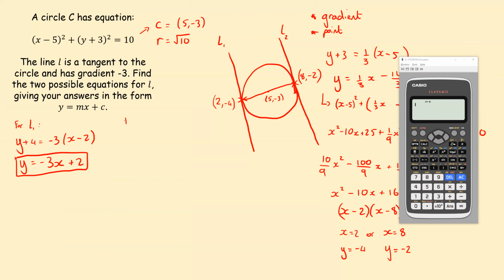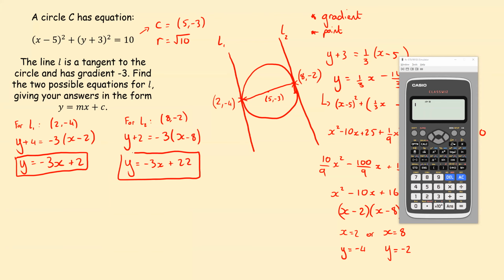question. And then for L2, I do the same thing. So I've got y, and then instead of plus 4, it's going to be plus 2 is equal to minus 3, and it's x minus 8. So remember that this one had the coordinate 8, minus 2. So that explains where that 8 and 2 is. And this one had coordinates 2, minus 4. So from here, we get y equals minus 3x. Minus 3 times minus 8 is positive 24, and then take away 2 is a positive 22.